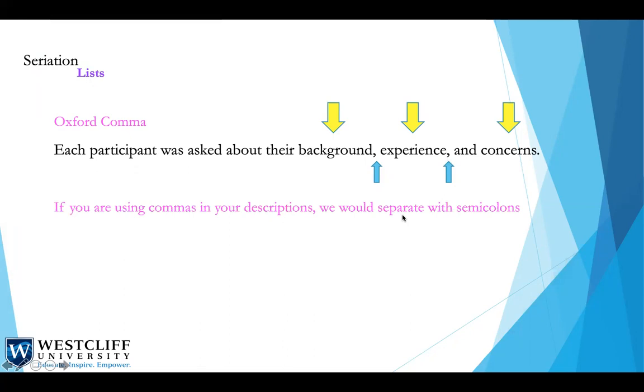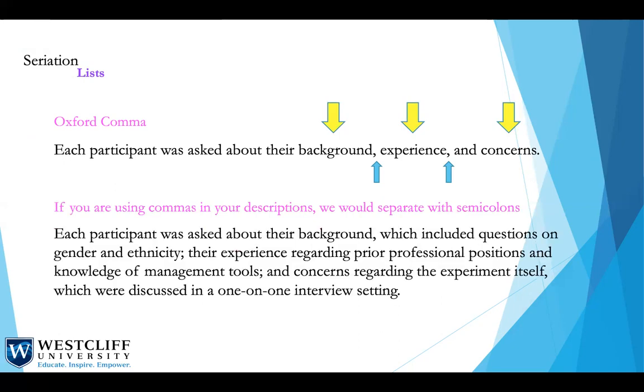Now, if I was doing something similar where I'm incorporating three or more items, but I wanted to provide further information about those items, you can see here when I discuss background, I incorporate which included questions on gender and ethnicity. I'm also incorporating further information for my other two items, which are the exact same that I used in my example above: background, experience, concerns. I still need to separate that information, but because I already am using commas in my descriptions of those items, I switch over to separating the items themselves with a semicolon.